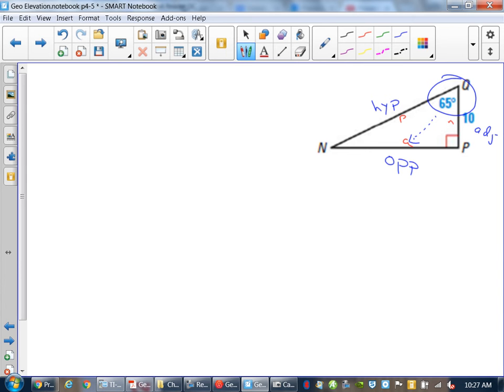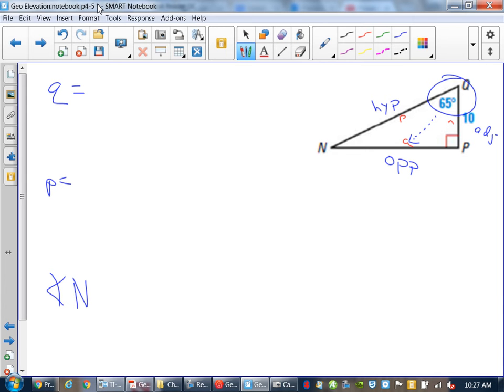That's what we're doing. If this 10 was the opposite, then I would use sine and tangent. Same deal. You're reusing given information to solve each part independently. So I have to find little q, little p, and angle n.